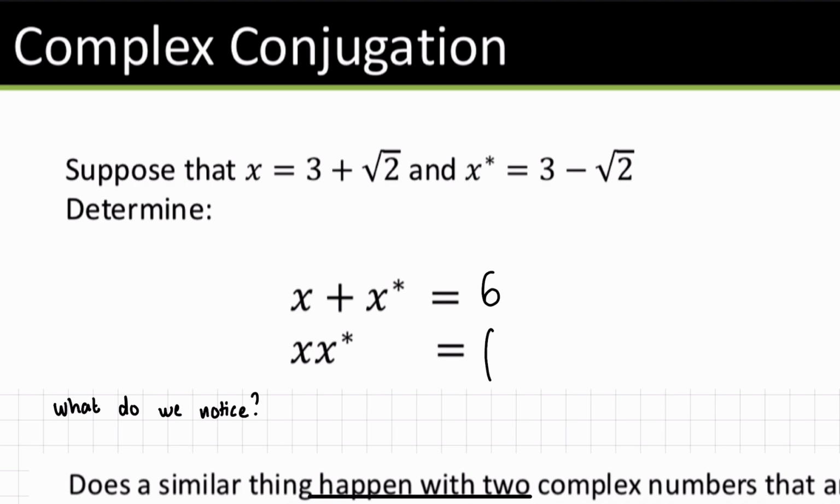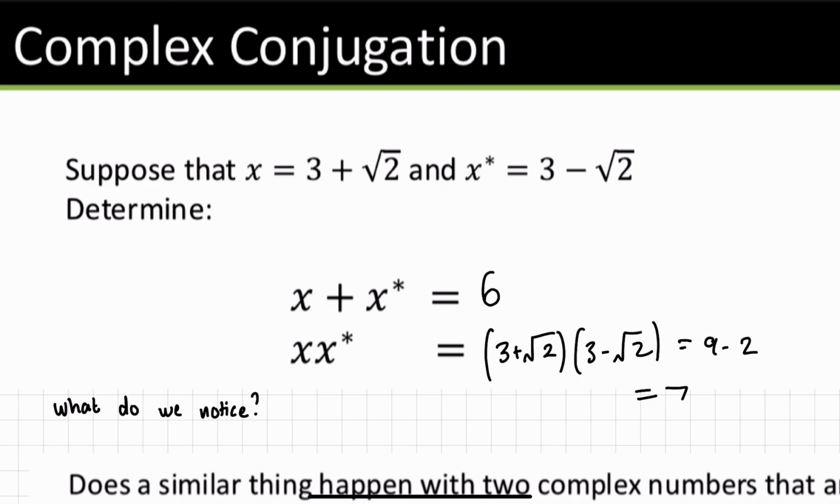What happens when we multiply them? Well, 3 plus root 2 and 3 minus root 2, you're going to get 9, and then 3 multiplied by minus root 2 and 3 times positive root 2 will cancel out, and then it'd be 9 add minus 2, left with 7. Right, what do we notice? Well, they're both rational instead of 3. And this is particularly useful.